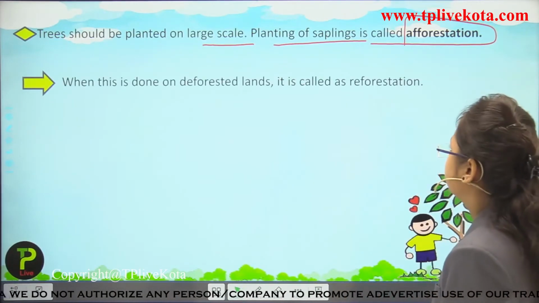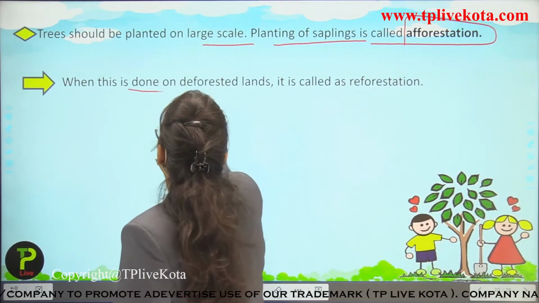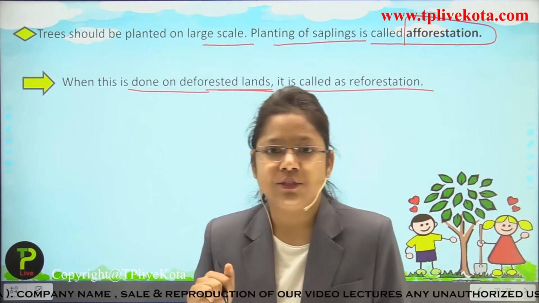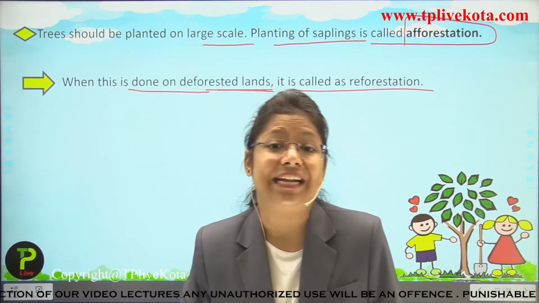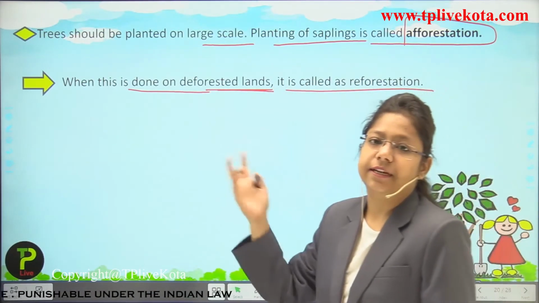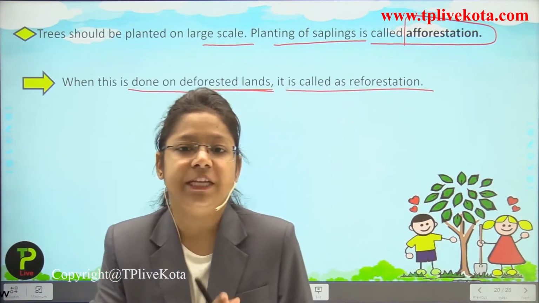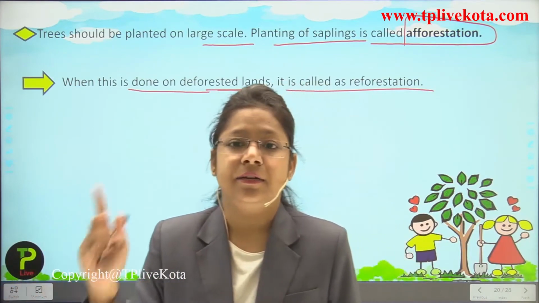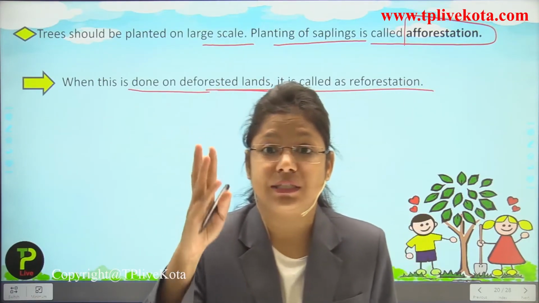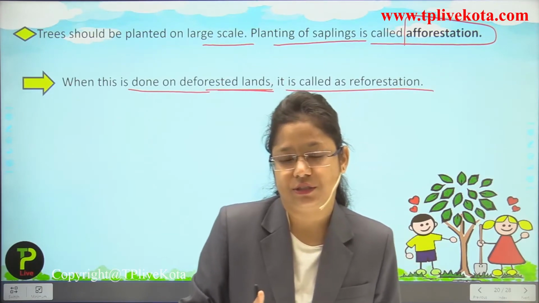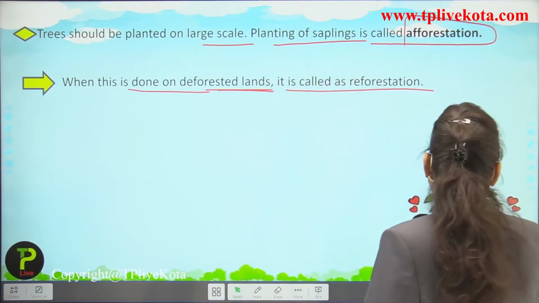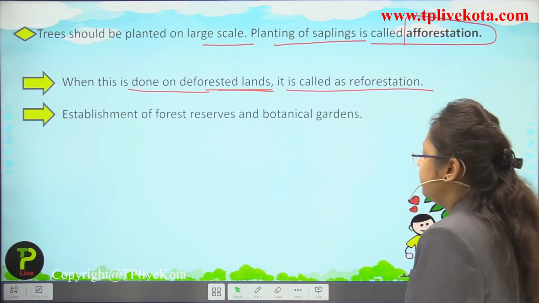So, what is reforestation? When this is done on deforested lands, it is called reforestation. So, if you have cut down the trees on a large scale and after 2 to 5 years you are planting trees on the same land again, then it is known as what? Reforestation. Did you understand the difference between both the terms? Afforestation means planting trees on a particular land for the first time. If you are planting trees on a deforested land, it is known as reforestation. And if you are cutting down trees on a large scale, it is known as deforestation. You have to understand all three terms very carefully.